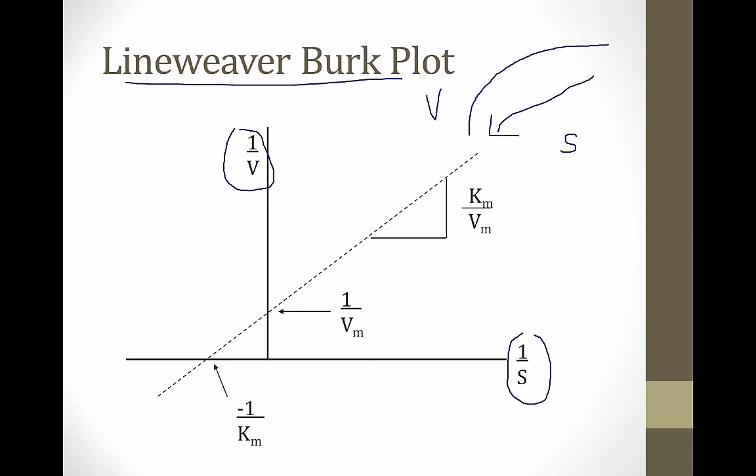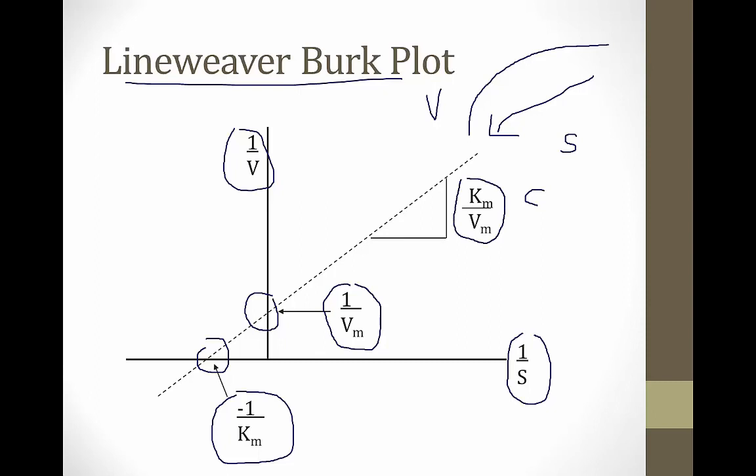The point where it crosses the x-axis, which is right here, is equal to minus 1 over Km. The point where it crosses the y-axis right here is equal to 1 over Vmax. And then the slope of this line is that constant C, which I drew on the last slide, and that's Km divided by Vmax.